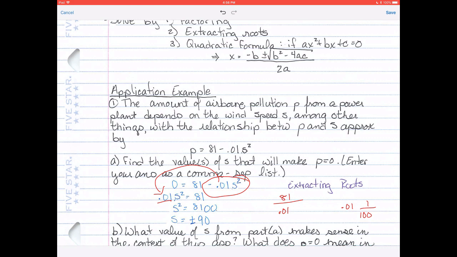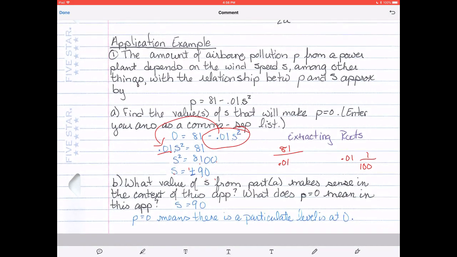Then I want to take the square root of that. The square root of 81 is 9. The square root of 100 is 10. So this is really, s is plus or minus 90. So that's the value for part A.